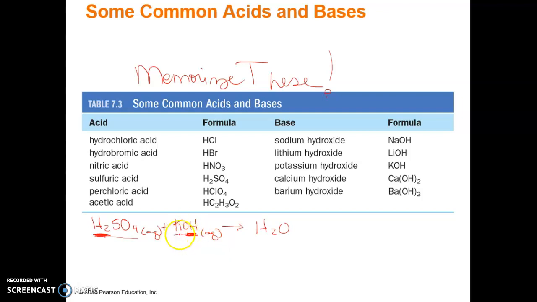All right, what's left is your salt. So you have your potassium and your sulfate. Potassium, I remember, is a +1 charge, and sulfate is SO4, 2- charge. Okay, so how many potassiums would I need to balance with this sulfate? I would need 2. Okay, so 2 potassiums for that 1 sulfate, and it becomes K2SO4.